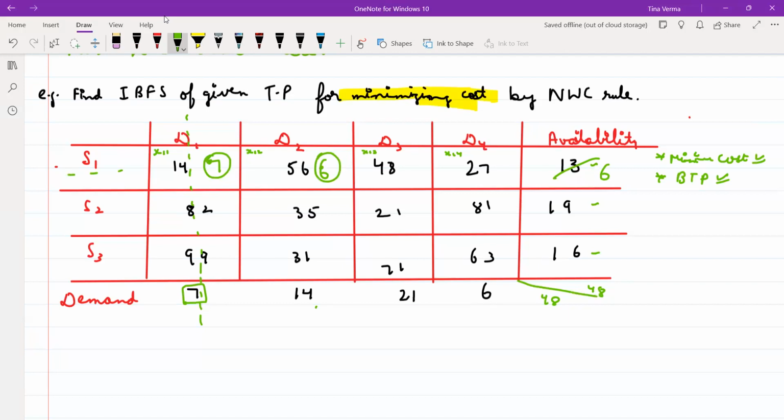So what will you cut now? You will cut the row, and here it will be 14 minus 6, that is 8. Is it clear? Next, what is your northwest entry? This is the northwest entry. The minimum of 19 and 8 is 8. So what will you cut, row or column?